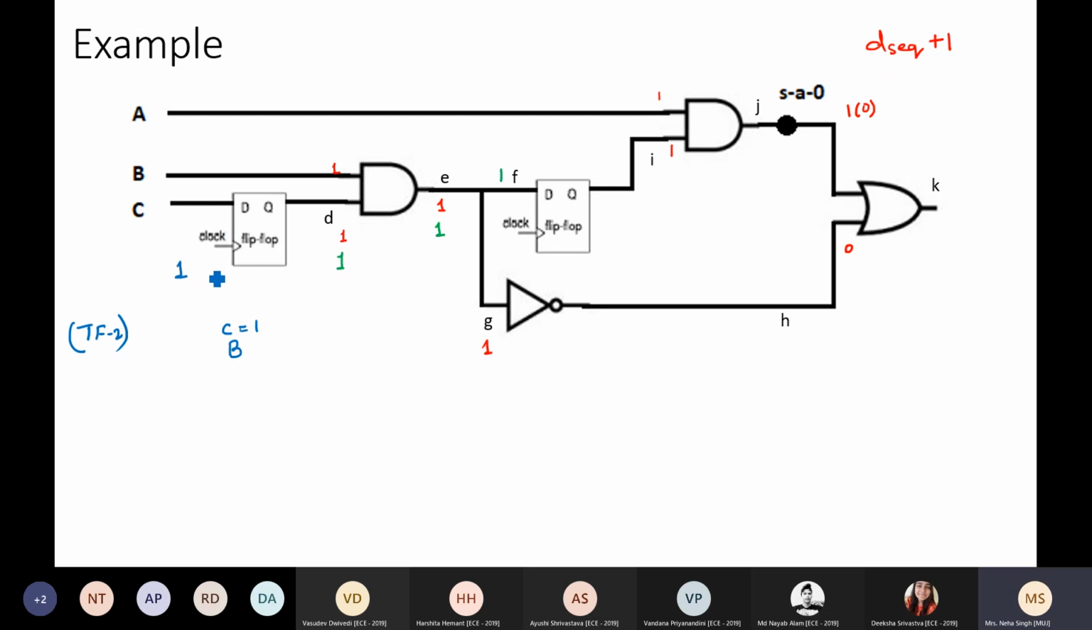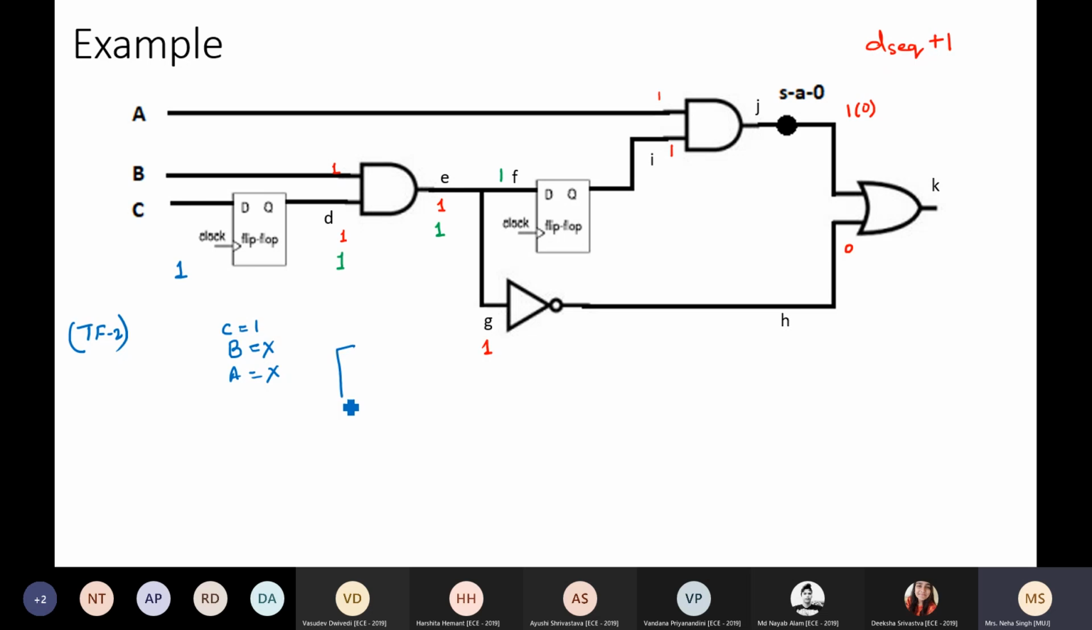In the next clock cycle, C will be propagated. Then I need to look at B. Right now I am not interested in B because I simply want C equal to 1 in TF-2, which I can propagate in TF-1. So I can have B as don't care. What about A? Don't care. So I ensured that in TF-2 I see C equal to 1.